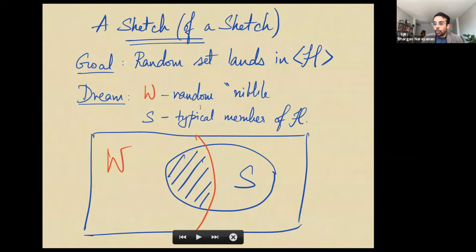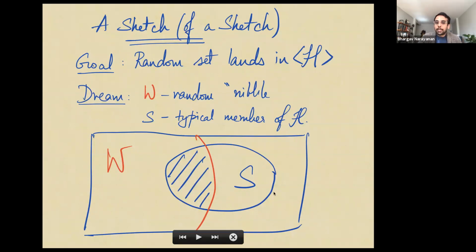So let's remember our goal. Our goal is to show that a random set contains some element of our spread hypergraph H, right? So what we'll do is build up our random set in a bunch of bites. We'll sort of nibble away. We'll build our random set up in multiple rounds, each time adding a small random set to the aggregate and growing out a random set that way. And so in this picture, W is what we've built of the random set so far.